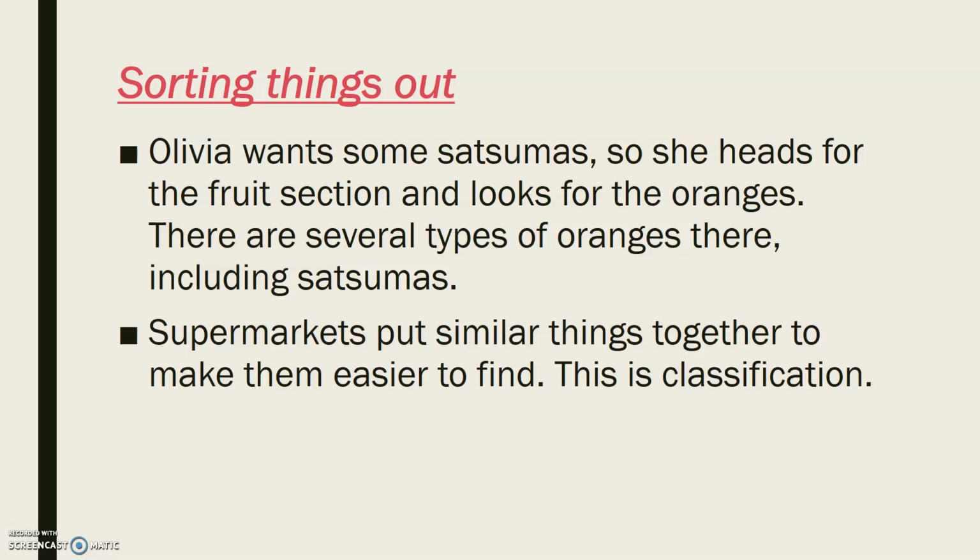So here one girl wanted a particular type of orange, that is satsumas. What should she check? She should go and check in the fruit section, and in the fruit section she should check the orange area, right? Then only she will get the special type of orange. You all may go to supermarkets, right? In almost all supermarkets, similar things are put together so that we can easily identify them. So this is called classification.